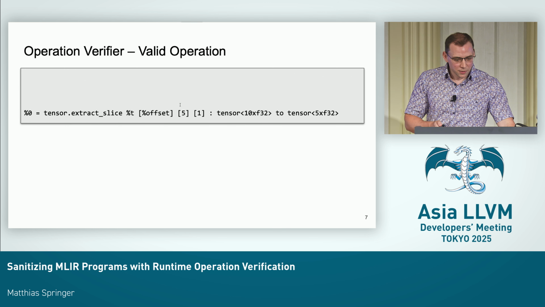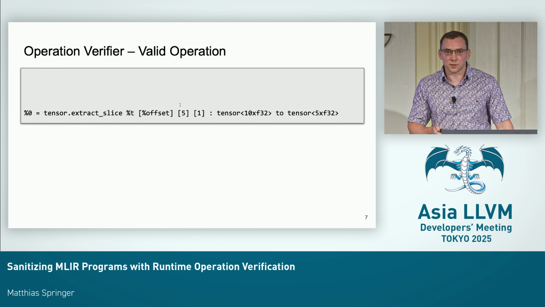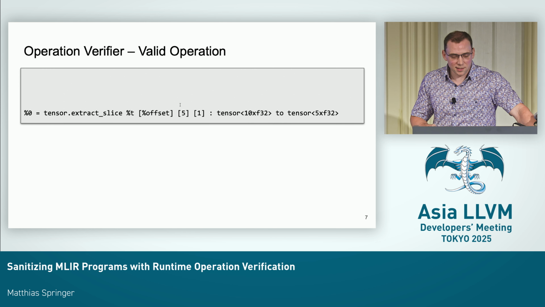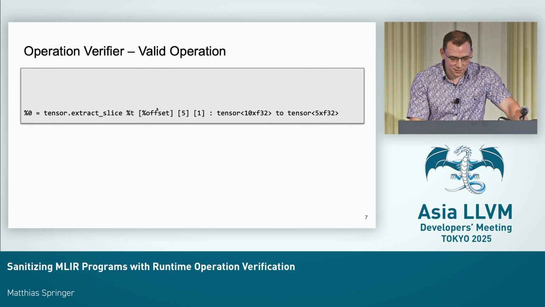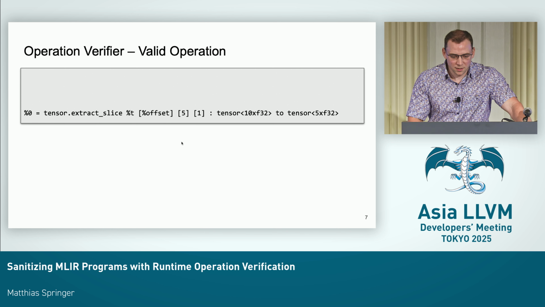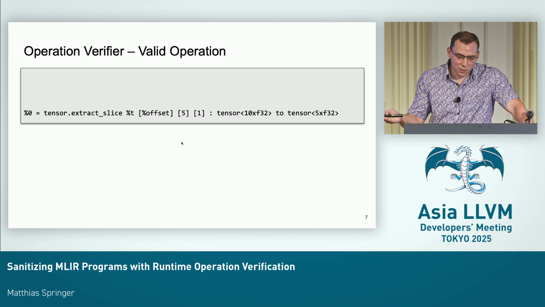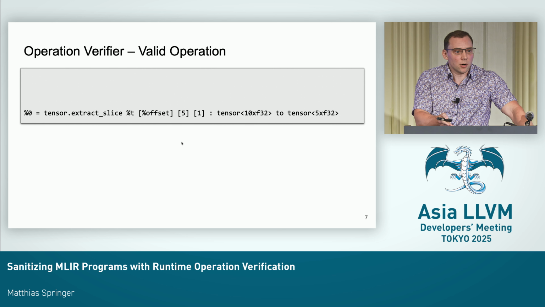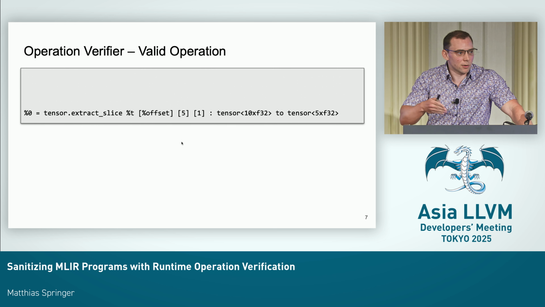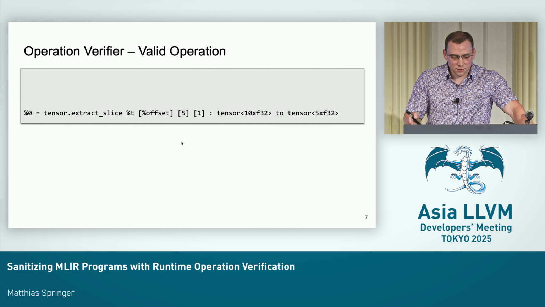So now, what about this operation? Here we have a dynamic offset. So here we extract, again, a slice of size 5, but we don't really know where the slice starts. It starts at %offset. And in the absence of any more information, well, basically we say this operation is valid. We don't really know at compile time whether this extraction will run out of bounds or not, so we allow it. So this is a valid operation.